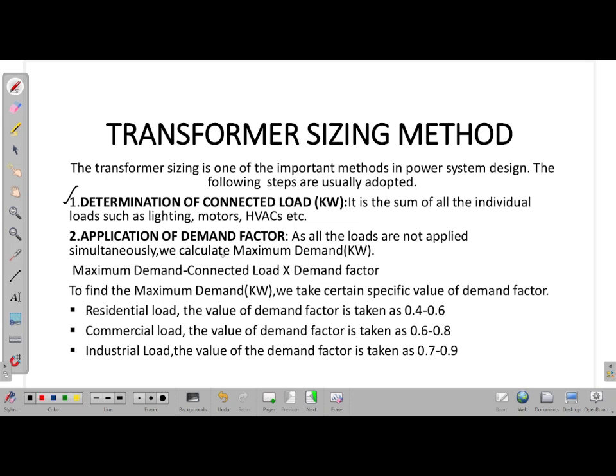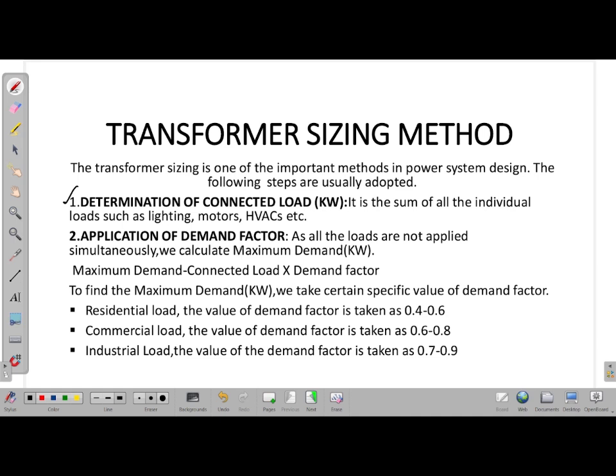Today's discussion subject is our transformer sizing. When we select a proper transformer for a power system, we follow certain points. First, you determine the connected load.